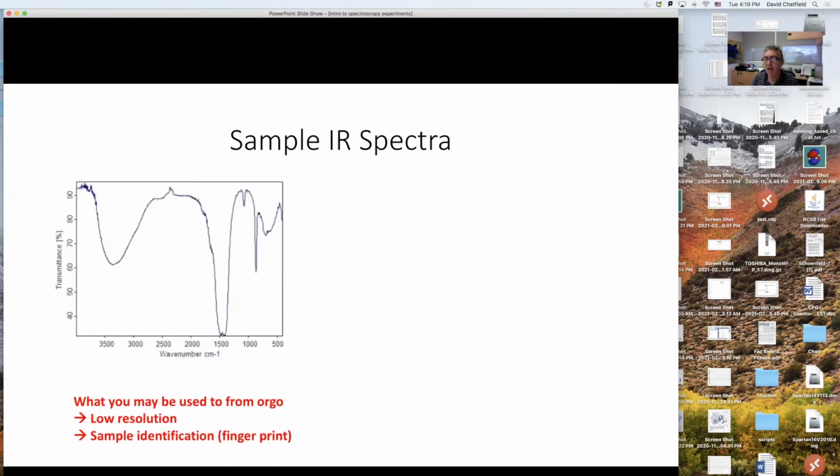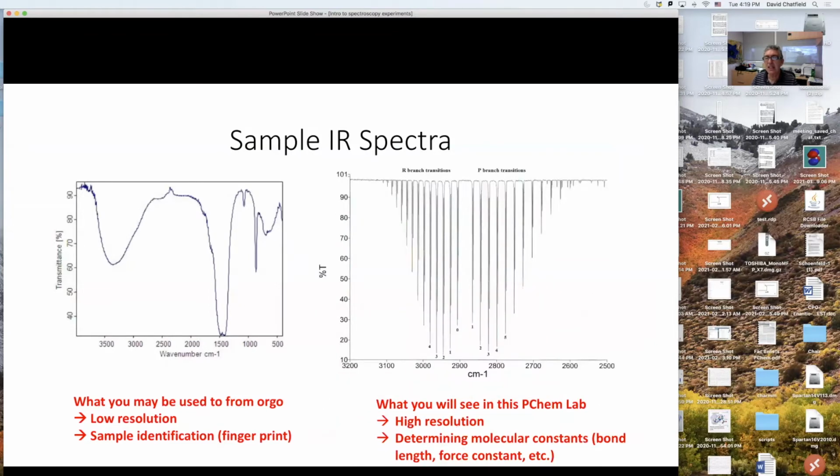First, a couple of pictures of sample IR spectra. You may be used to pictures like the one on the left from organic chemistry. That is often a solid or liquid state sample. It's very broad, not highly resolved. It's useful for sample identification, kind of like a fingerprint. We are going to have in this lab much more highly resolved spectra where we can see the individual peaks.